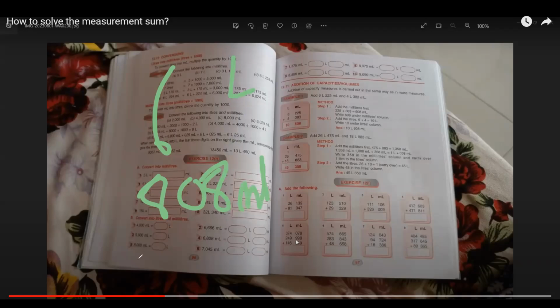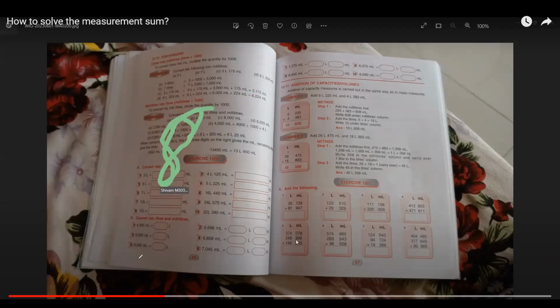Number 5. No, it's wrong. 8,000 milliliters into liters. Oh, sorry. 8 liters. Very good. Number 6. 7 liters, 045 ml. Very good.